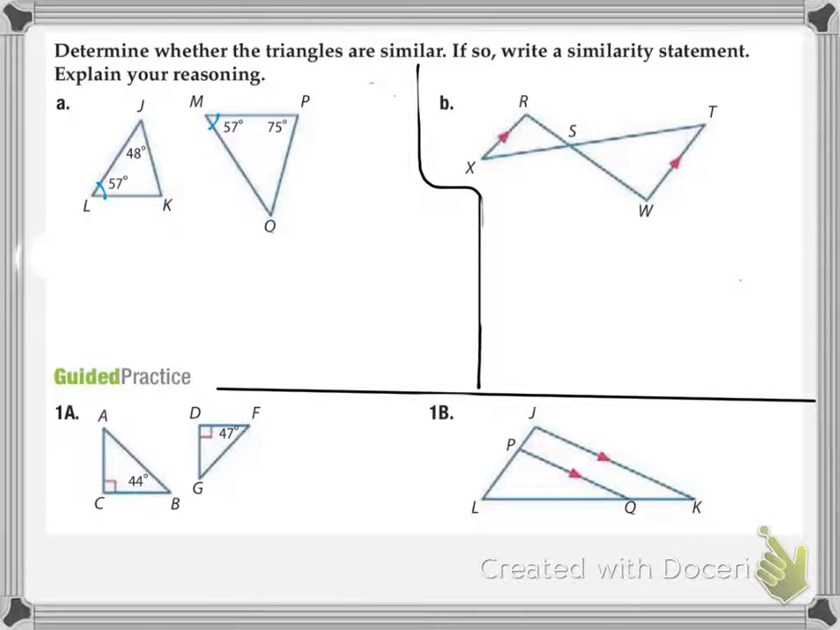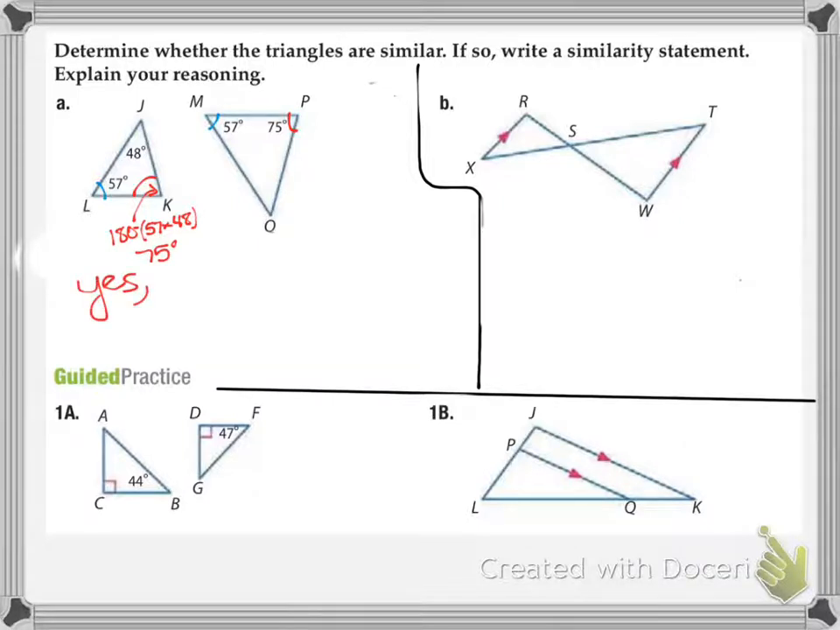So if I need to find out this third angle to see if it's a possibility that these two triangles could be similar or not. To do that, I could just do 180 minus 57 plus 48. And when you solve that, you get 75. So sure enough, angle K is congruent to angle P. So yes, these triangles are similar.